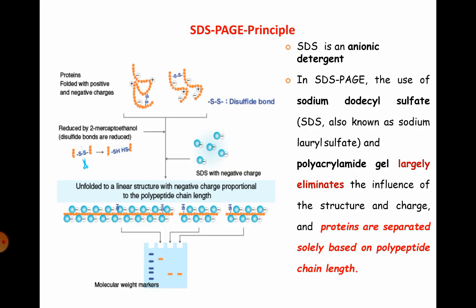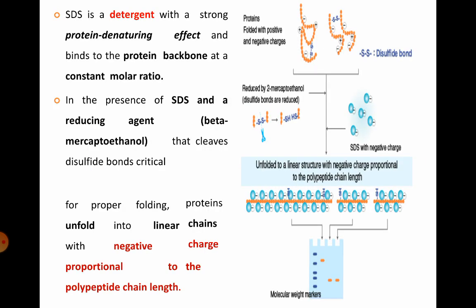Okay. So the SDS is an anionic detergent. In SDS-PAGE, the use of sodium dodecyl sulfate and polyacrylamide gel largely eliminates the influence of the structure and charge, and the proteins are separated solely based on polypeptide chain length. So this is all about the SDS.